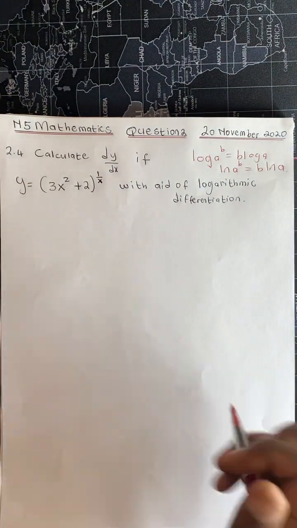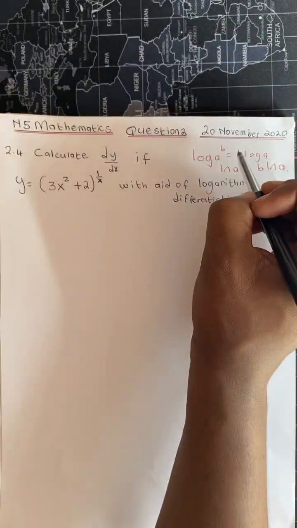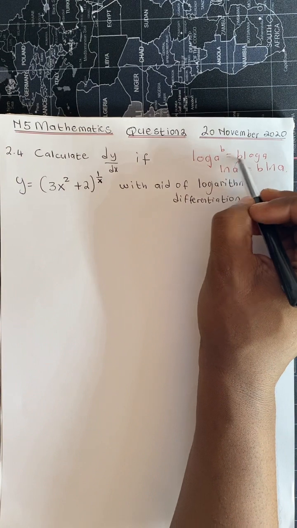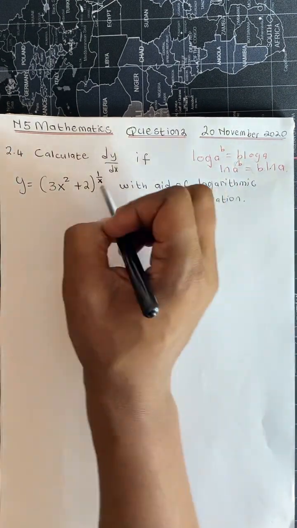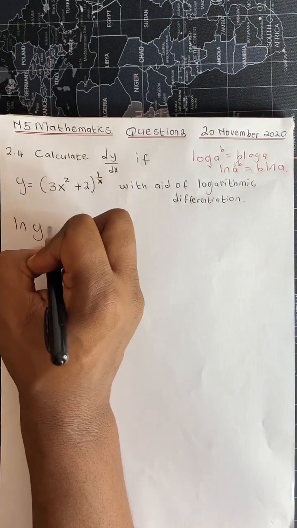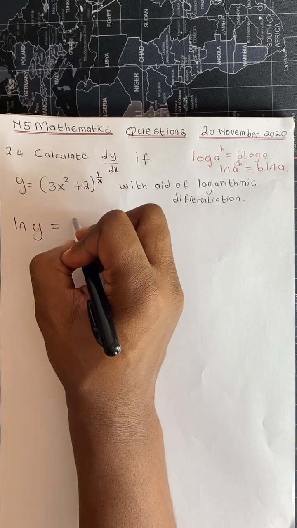So let's introduce ln on both sides of the equation, so that the exponent, the way that it was removed there, will be part of the base. So we have ln of y. What you do on the left, you also do on the right.